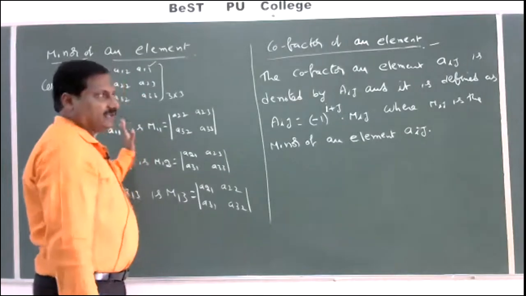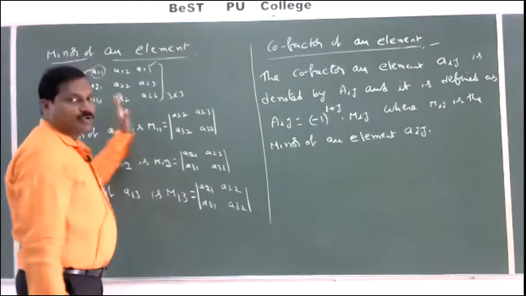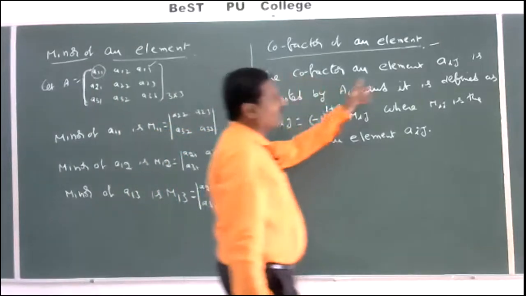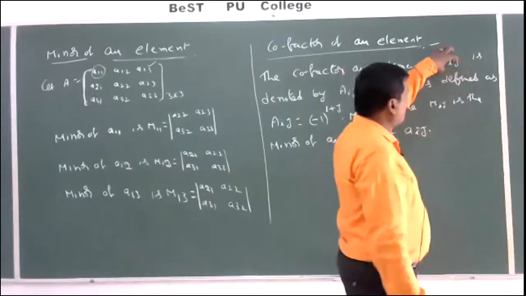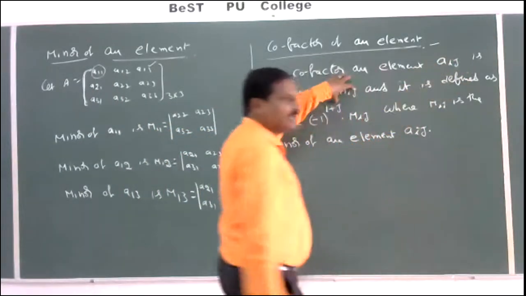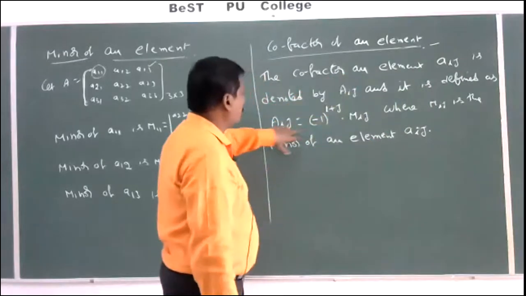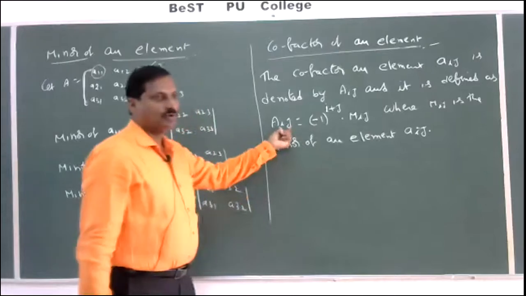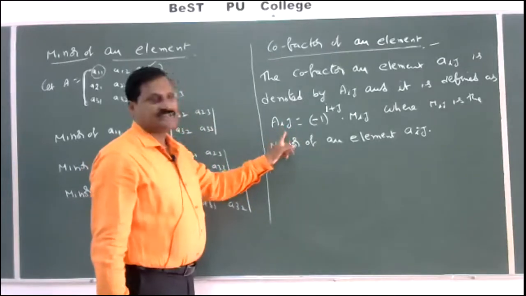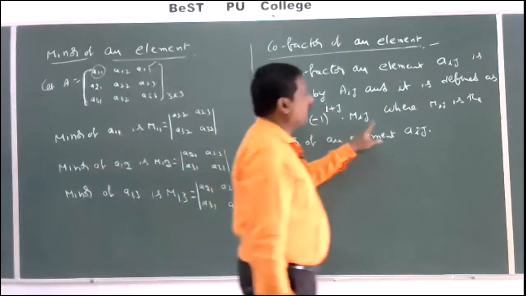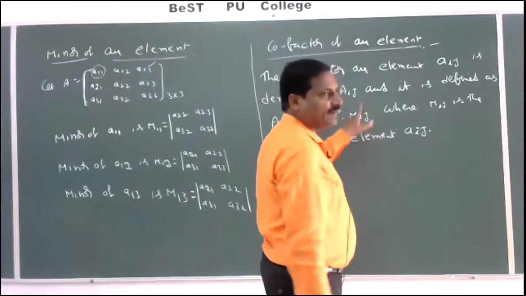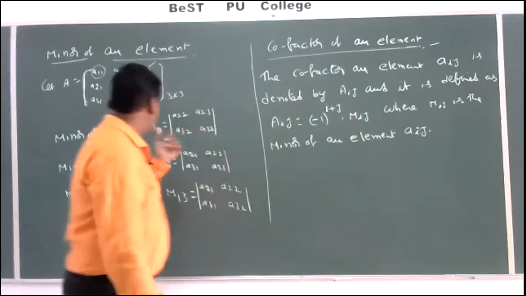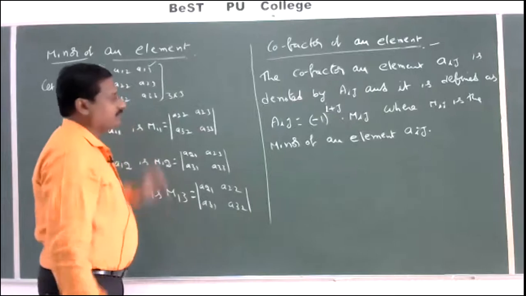Already we discussed the minor of an element. Cofactor means the cofactor of an element small aij is denoted by capital Aij, and this is equal to minus 1 whole power the sum of these suffixes, i plus j, into Mij. Already we know how to find Mij. Mij is nothing but the minor of each element.